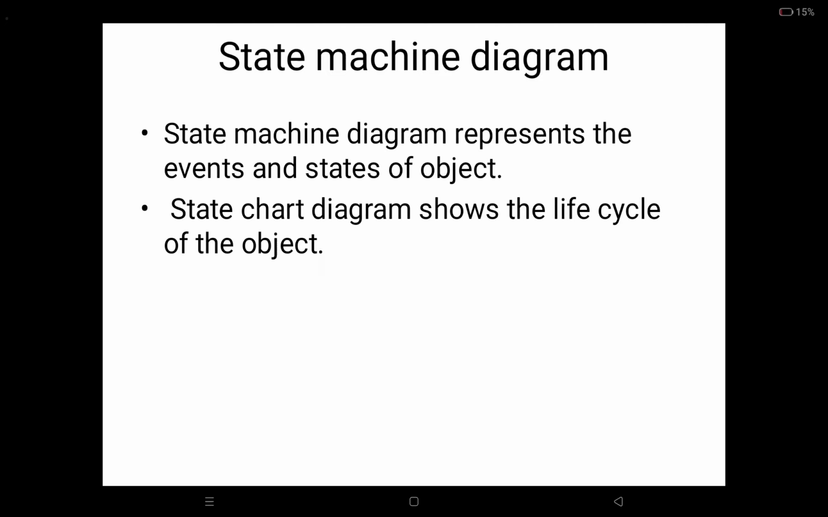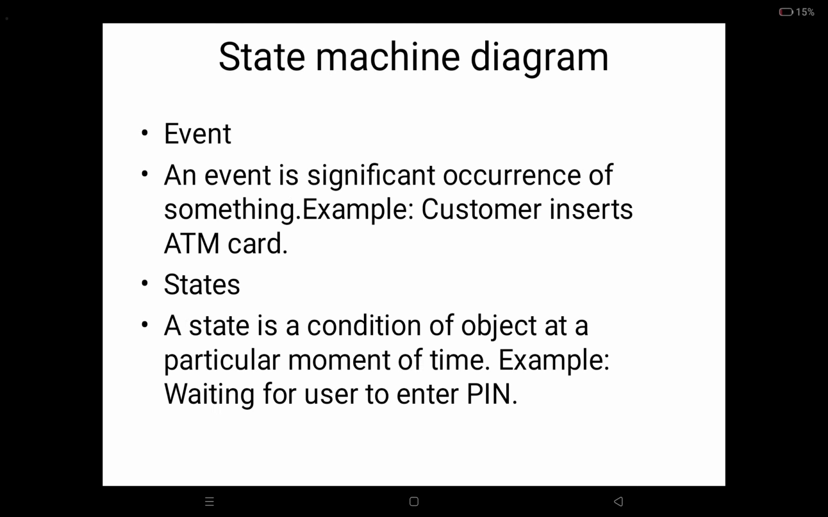The main purpose of the state machine diagram is to show the life cycle of the object. What is the state of the object? Okay, it is one of the examples of a behavioral UML diagram. So event is nothing but the action. The customer inserts an ATM card. This is an example of an event.